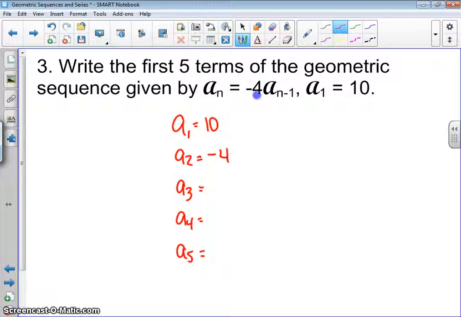So this would be negative 40, this would be positive 160, this would be negative 640, and then this would be positive 2,560 if you just keep multiplying that by negative 4. And look, the signs are alternating.